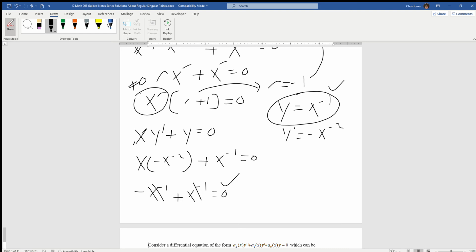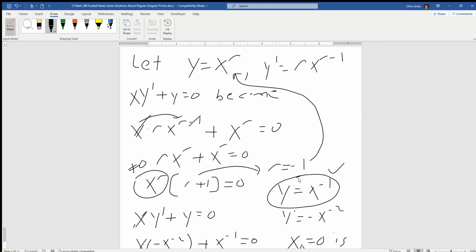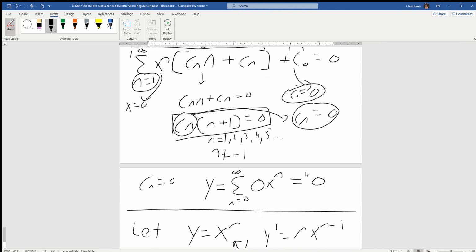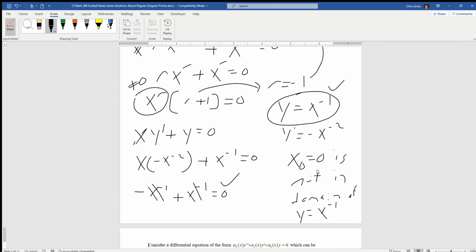However, x naught equals 0 is not in the domain of y equals x to the minus 1. All right, so what does that mean? I mean, this is clearly a solution. So y equals x to the minus 1 is clearly a solution, but it's not a solution at x sub naught equals 0. So how do we get around all that?